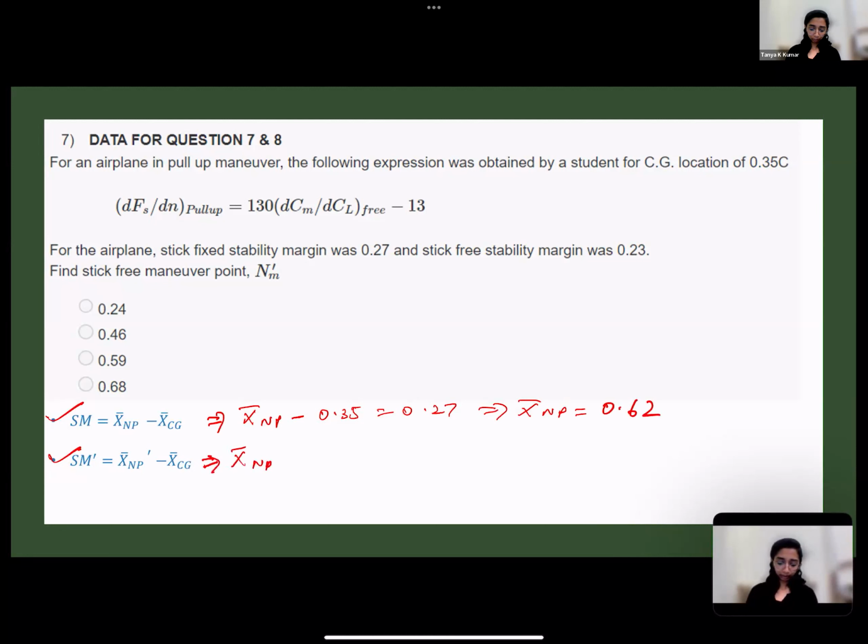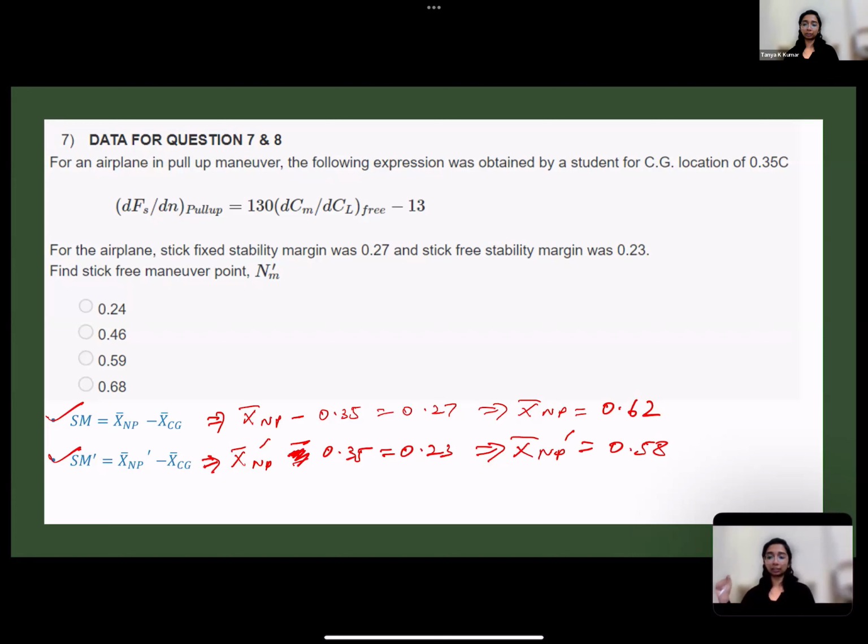Now similarly, do it for the stick free case. X bar NP prime minus 135 equals 0.23. So your X bar NP prime is 0.58. Yes, thank you. Now they've asked you for the stick free maneuver point.